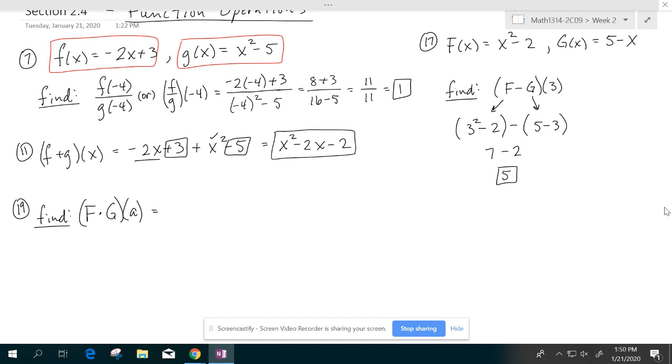We're going to use the same functions again. This is capital F and capital G. So we're going to be using F and G that we just used because those are capitals. And what is the indicated operation? Multiplication. Oh, and look what they want me to plug in. So everywhere there's an X, I'm going to have to put an A. Okay? Okay, so here we go. First of all, F of A is going to be A squared minus 2. And that's going to be multiplied by G of A, which is 5 minus A. Anybody have any questions about that?